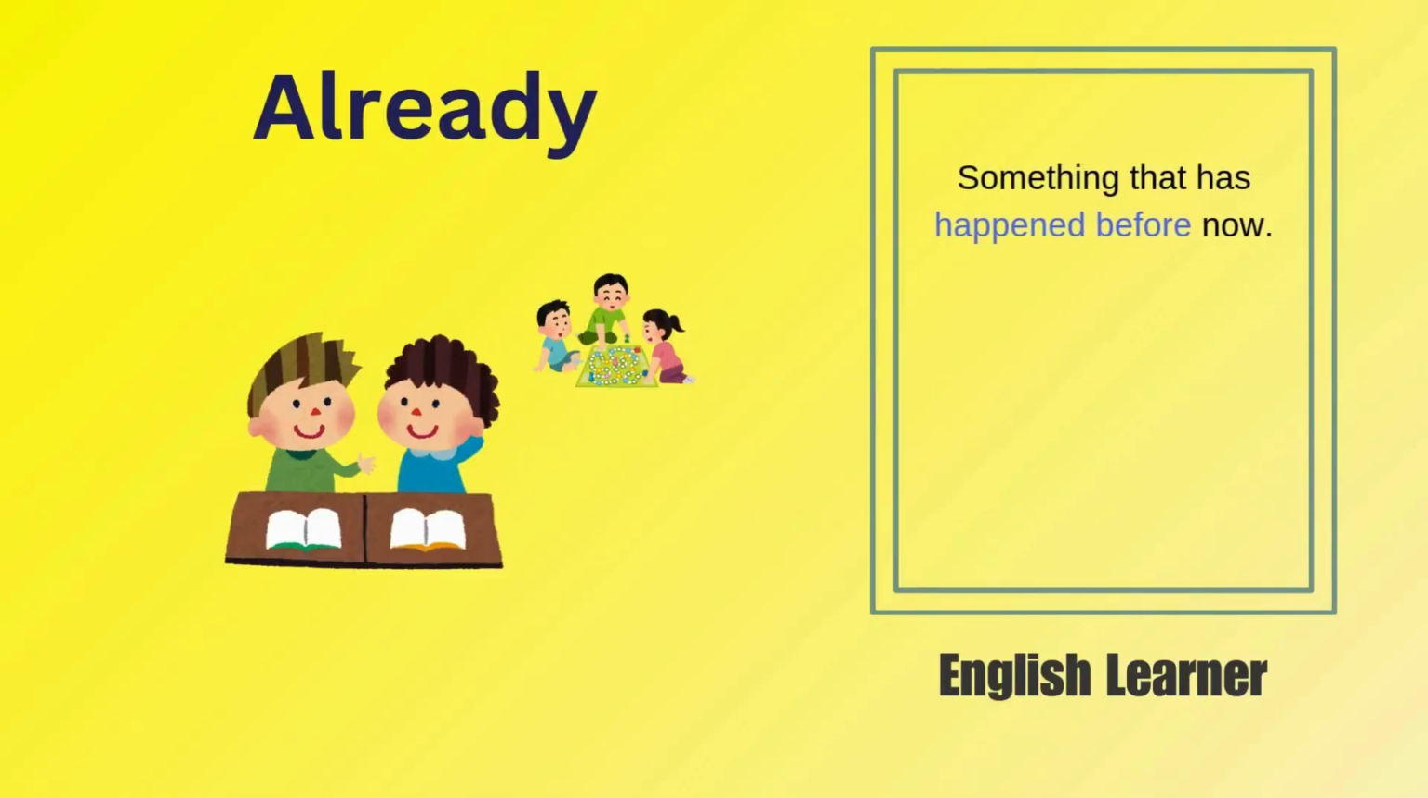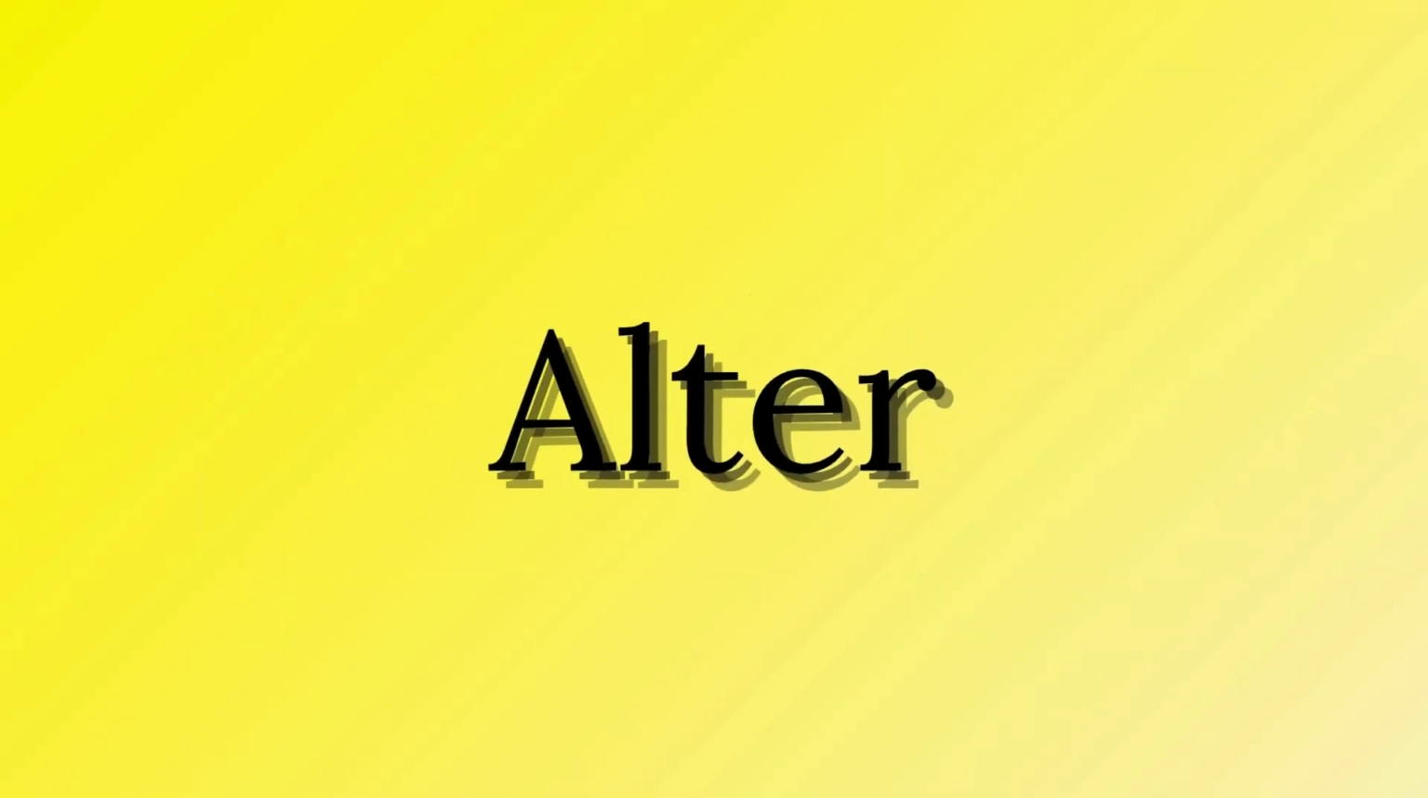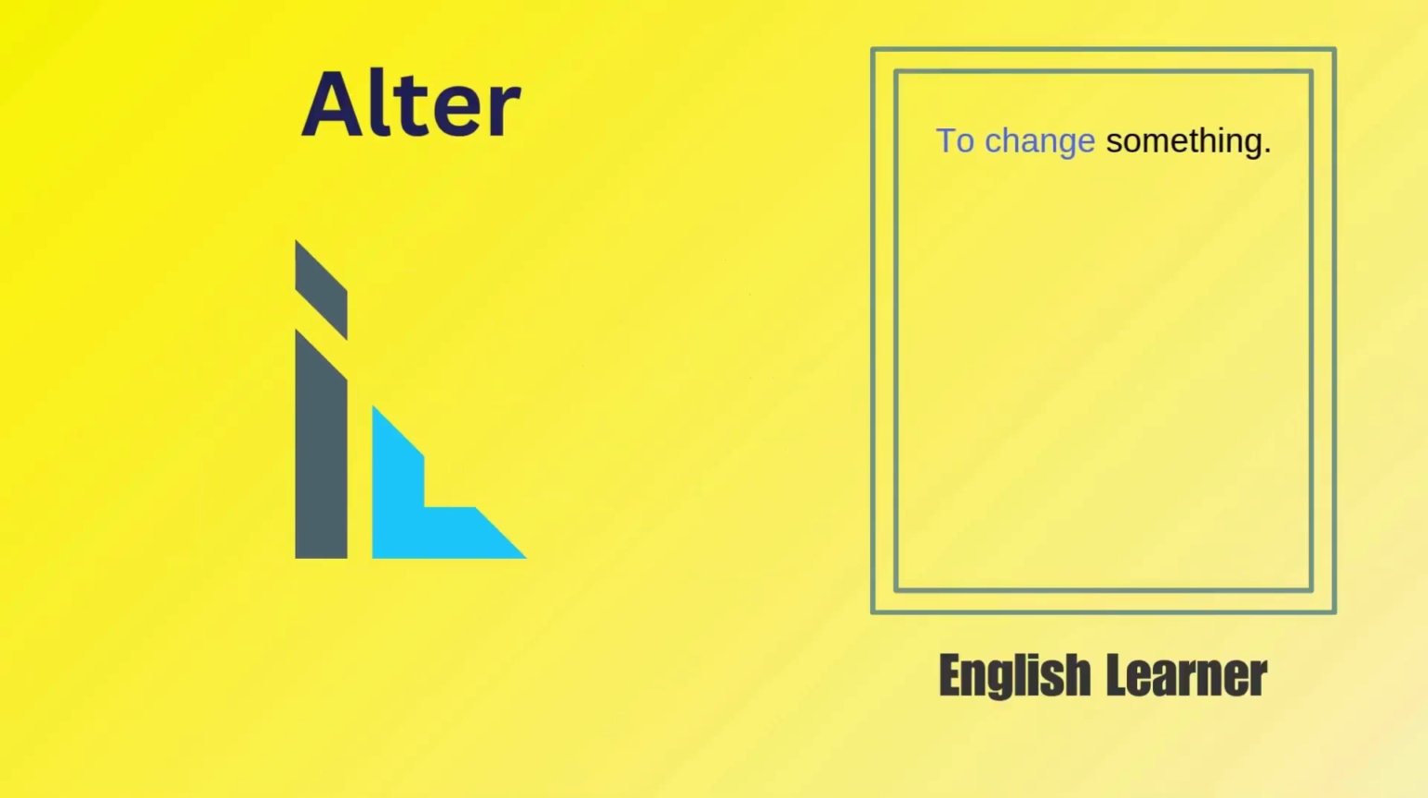Already. Something that has happened before now. Example. I have already finished my homework, so I can play now. Also. In addition to. Example. She likes pizza, and she also likes ice cream. Alter. To change something. Example. We need to alter the design to make it fit better.